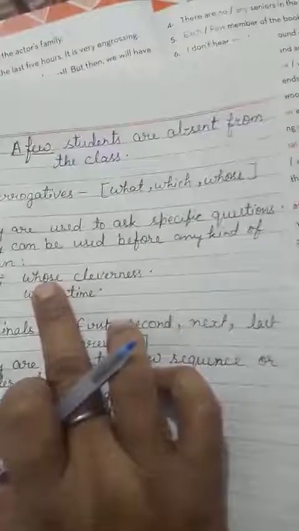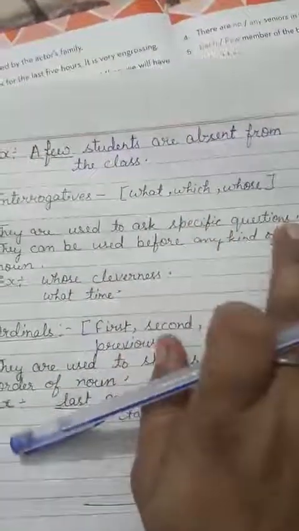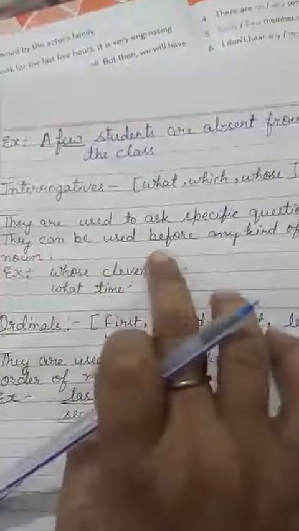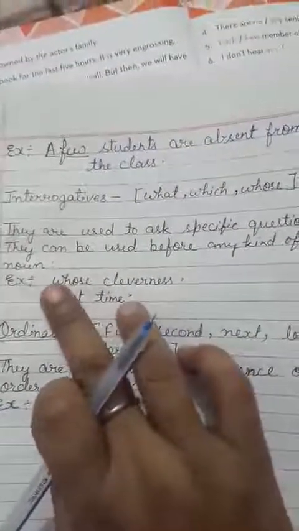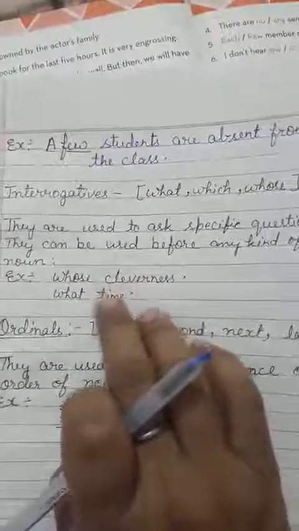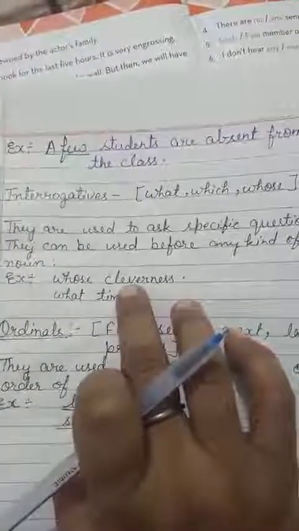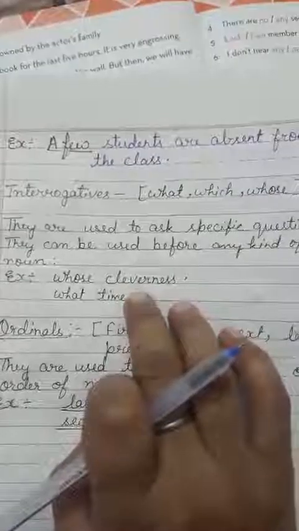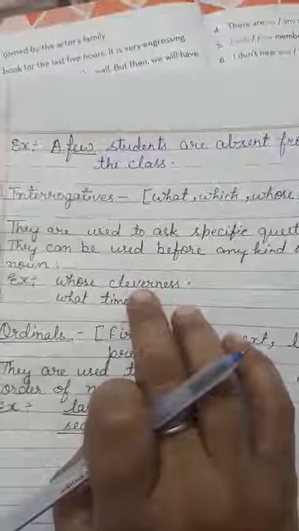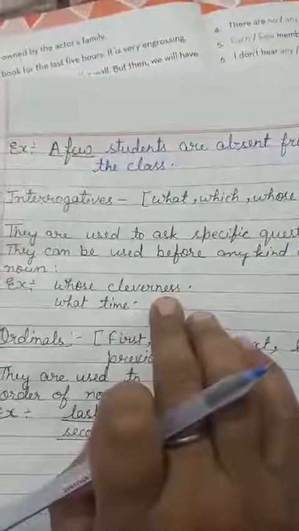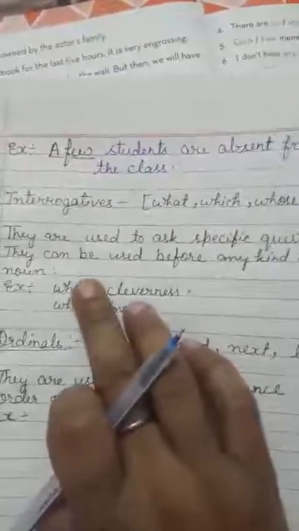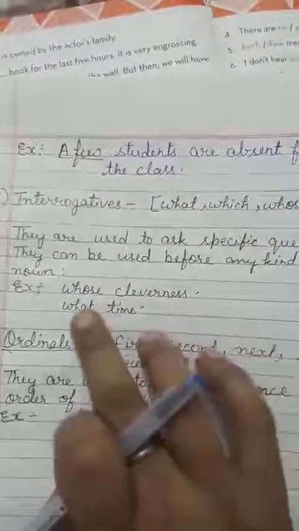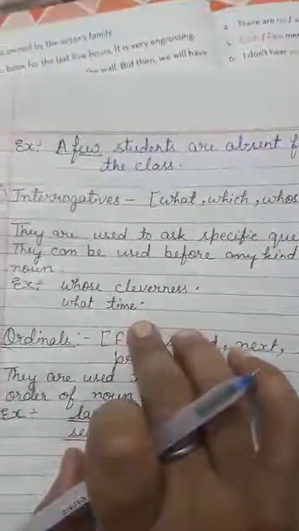So they are used to ask specific questions. They can be used before any kind of noun, meaning it can be a singular noun or plural noun, or an abstract noun or common noun. Whose cleverness? What time? Clear?